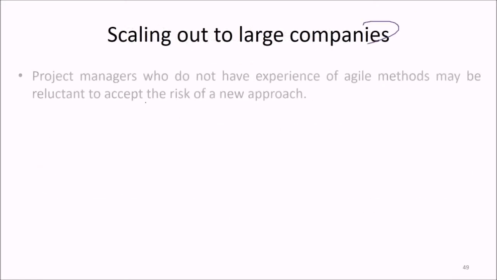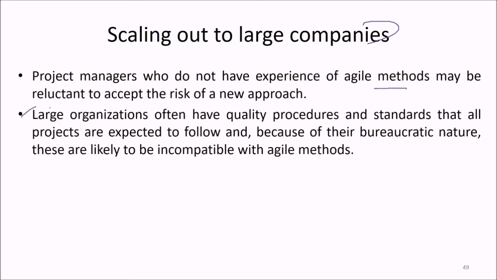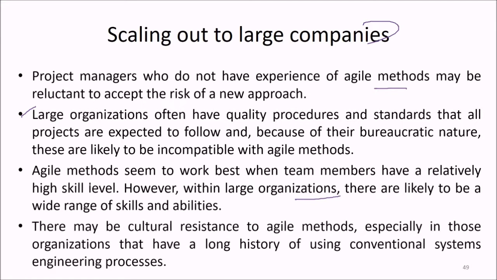Scaling out to large companies: project managers who do not have experience in agile methods may be reluctant to accept the risk of a new approach. Being a large organization, they often have quality procedures and standards that all projects are expected to follow. Because of their bureaucratic nature, government organizations are likely to be incompatible with agile methods. Agile methods seem to work best when the team members have relatively high skill. However, in a large organization there are likely to be a wide range of skills and abilities available. There may be cultural resistance to agile methods, especially in organizations which have a long history of using conventional system engineering processes only.